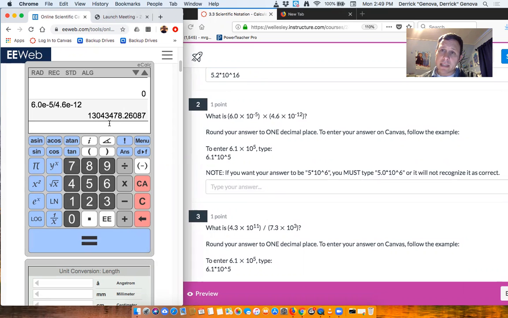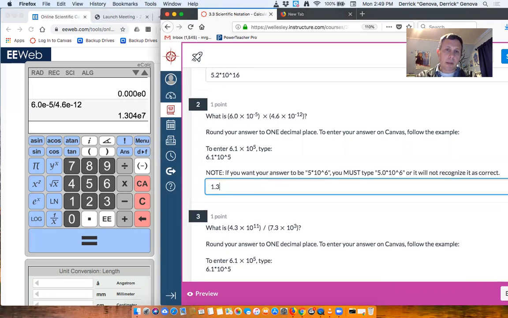Okay, and now notice this time our calculator didn't give us the answer in scientific notation. So this calculator will convert it for you if you want. You go up here where it says STD, that means standard. If you click and then click again, so it says SCI for scientific, this will give you the answer in scientific notation. So again, if I round, 1.3 times 10 to the 7th.